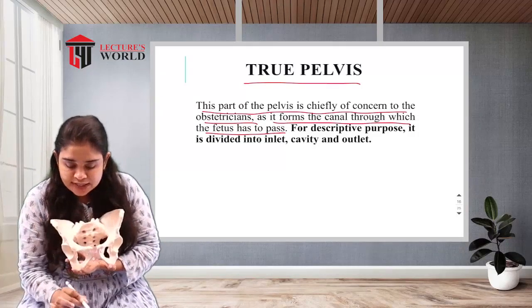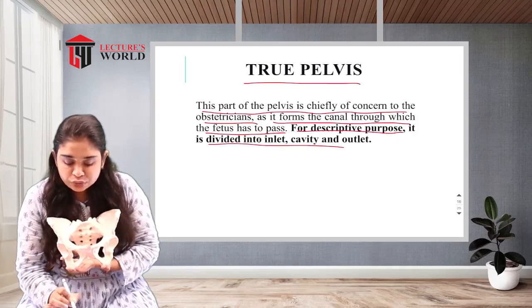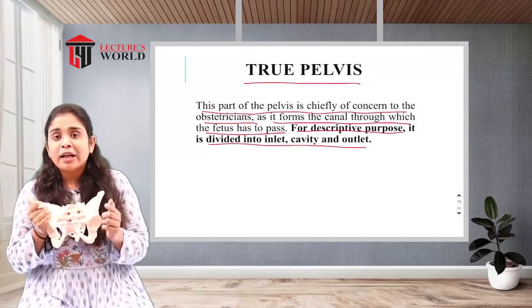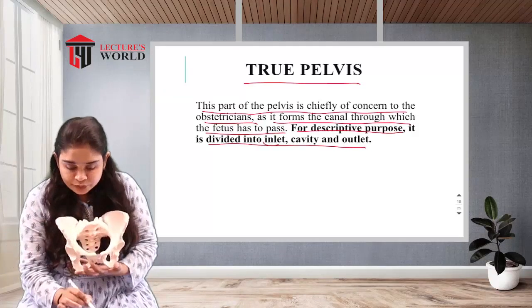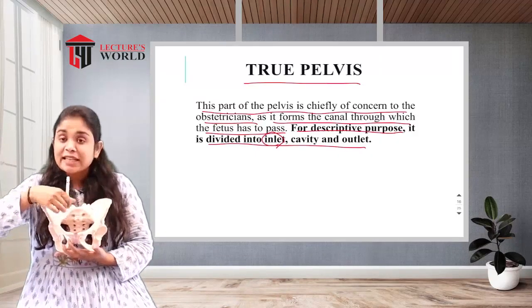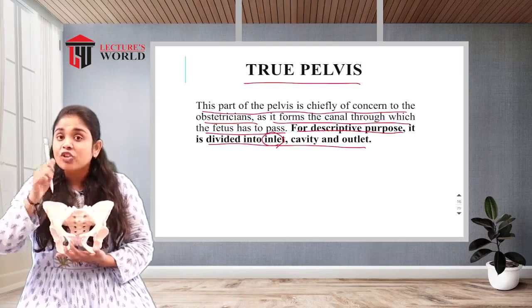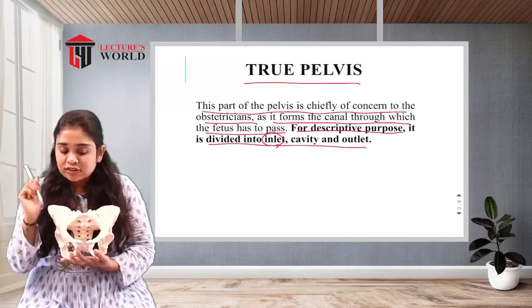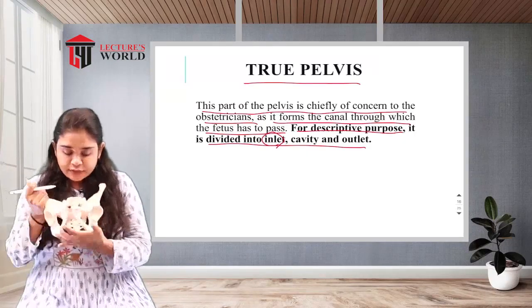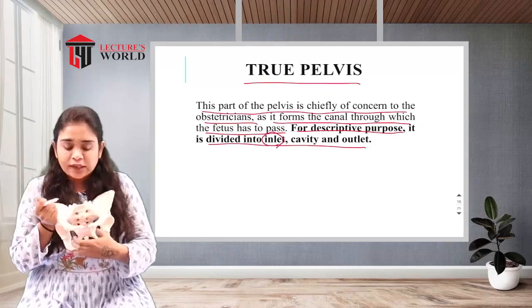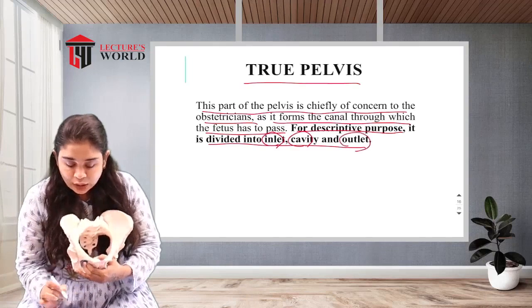Then for descriptive purpose, it is divided into three. So the true pelvis further divides into three. That is the inlet, this part, the inlet or imaginary line or brim, that is the part we are talking about. Then this one is known as the cavity, and this one is known as the outlet. Cavity and outlet.